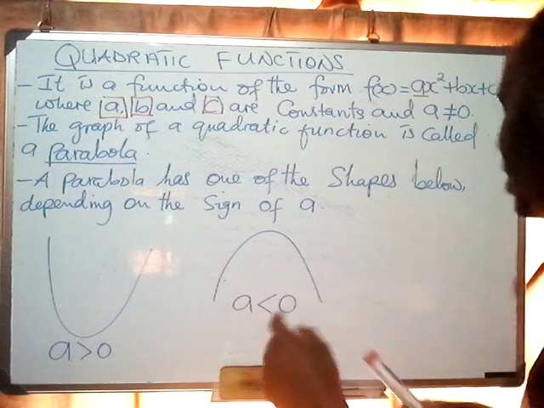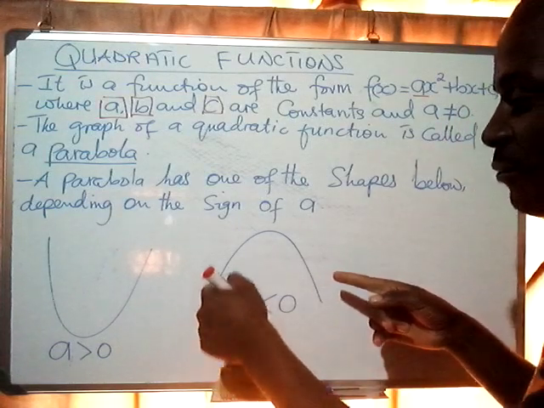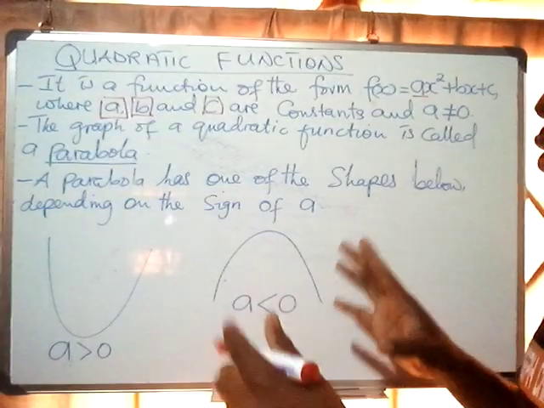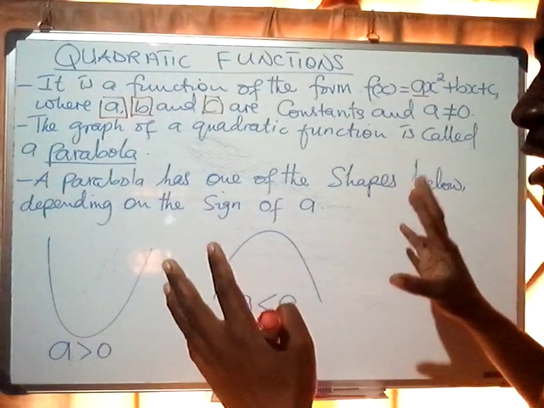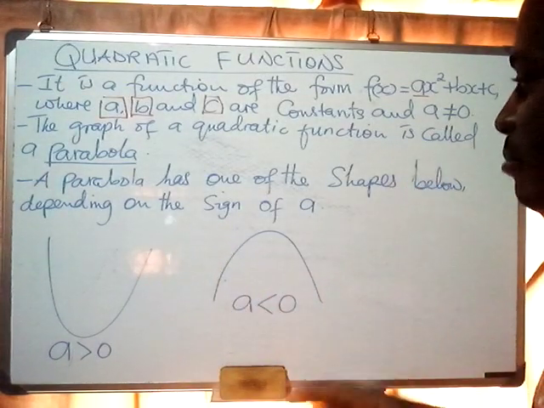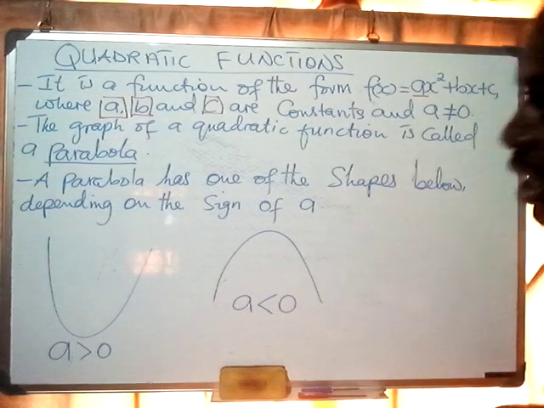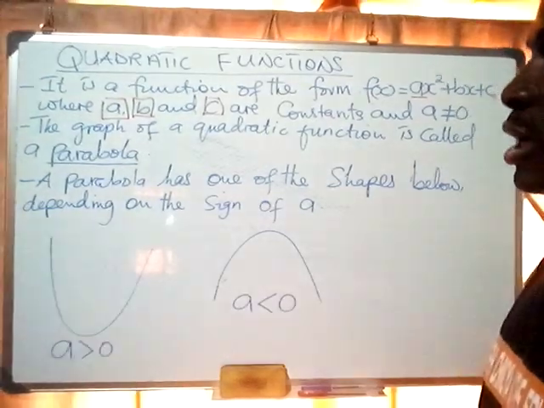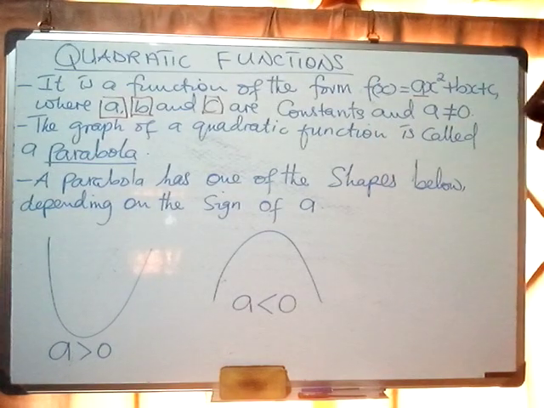When the value of a is negative, the graph will be like this. So this is what the graph of the parabola will look like. Let's look at what follows under the same introduction to quadratic functions.